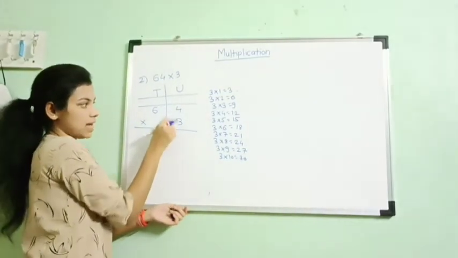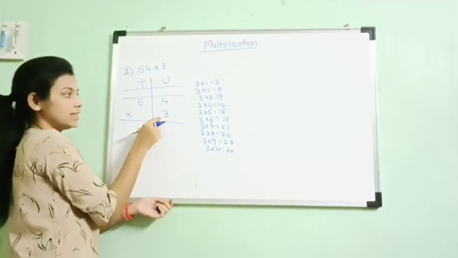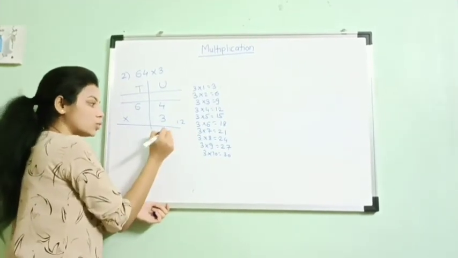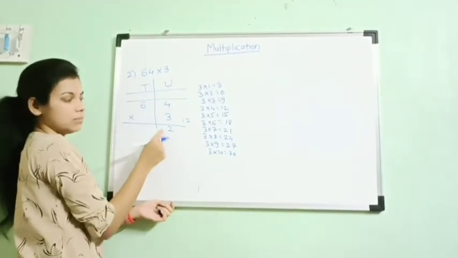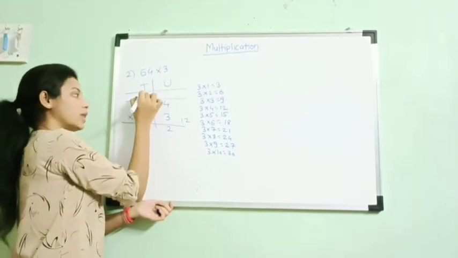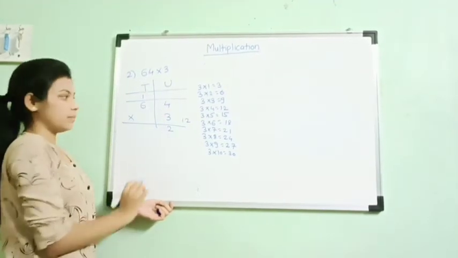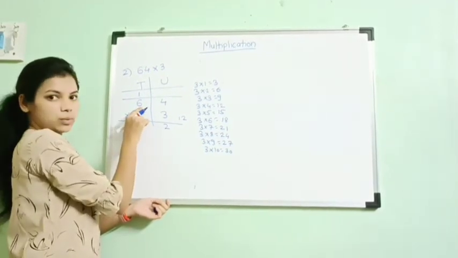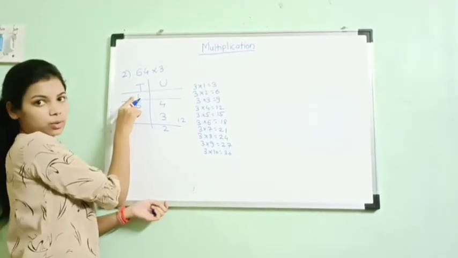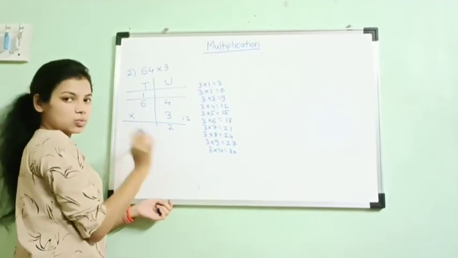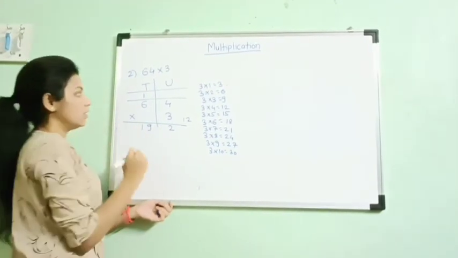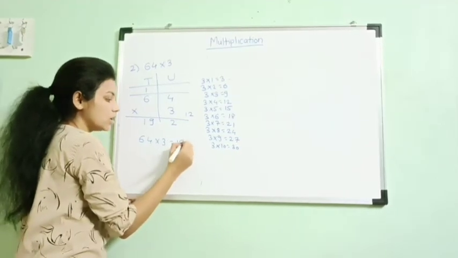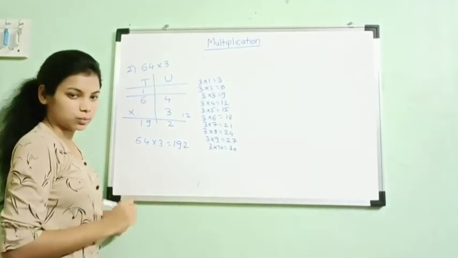First we will multiply this units place column. 3 into 4, which is equal to 12. Write this 2 in the units place column and carry over 1 to the tens place column. Then multiply 3 into 6 equal to 18 and add this carry over 1, that is 18 plus 1 equal to 19. Therefore, we get 64 into 3 equal to 192.